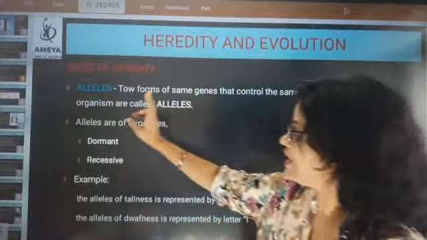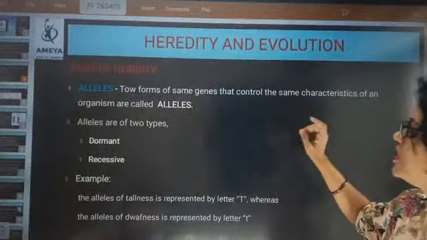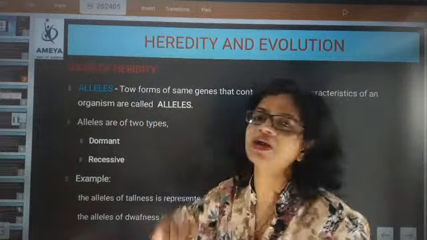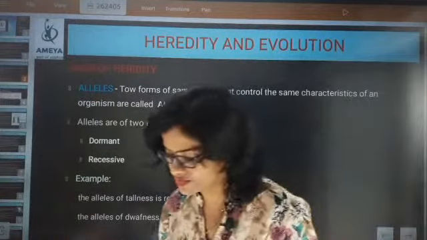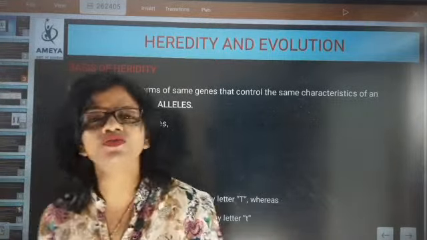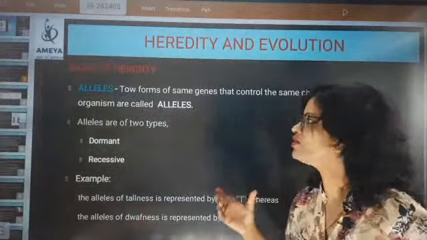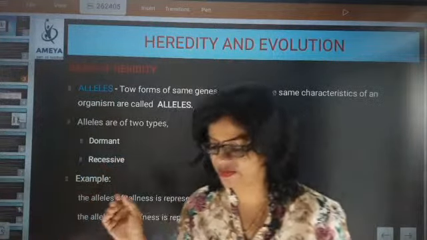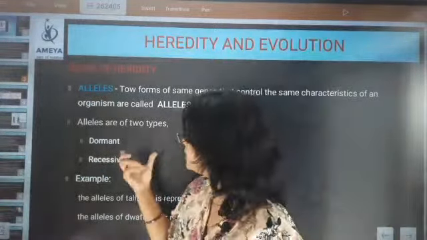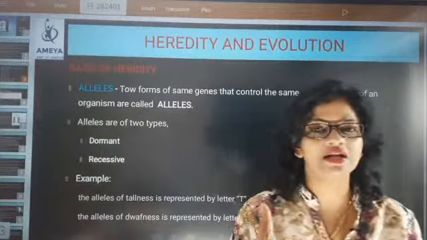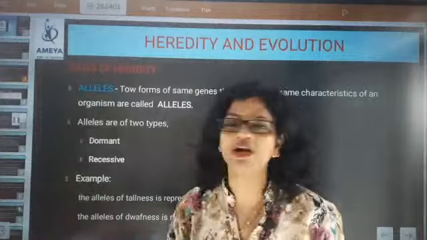Look here, alleles: two forms of the same gene that control the same characteristics of an organism are called alleles. Two forms of the same gene means different forms of the same gene that are controlling the same characteristics of an organism. That is exactly called alleles.